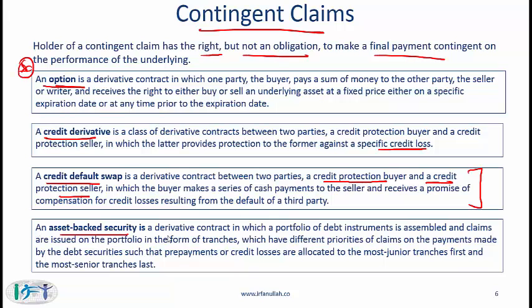An asset-backed security is a derivative contract in which a portfolio of debt instruments is assembled and claims are issued on the portfolio in the form of tranches, which have different priorities of claims on the payments made by the debt securities, such that prepayments of credit losses are allocated to the most junior tranches first and the most senior tranches last.